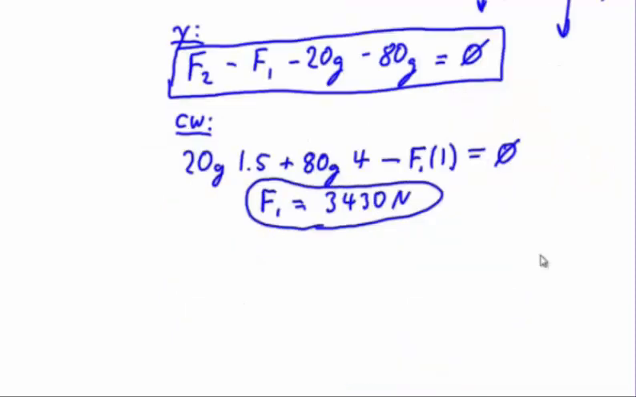Now that we have a numerical value for the force F1, we can use that inside the equation in the box to get the numerical result for the force F2. F2 is equal to 4,410 newtons.